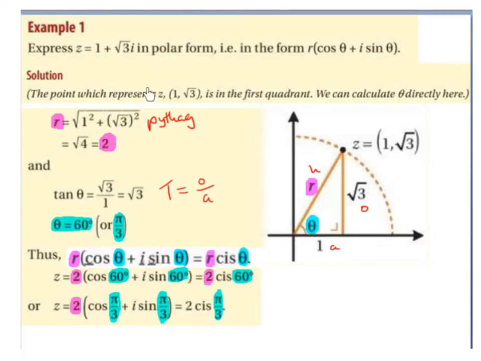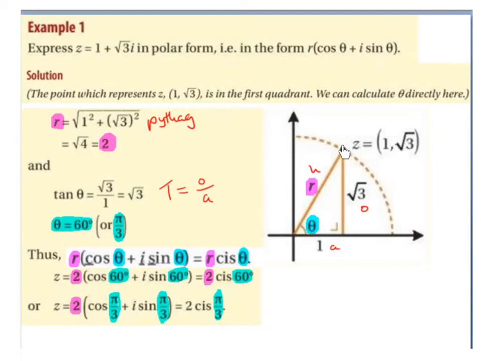The point which represents z, (1, root 3), is in the first quadrant. So if we imagine we have our four quadrants, with our real axis and our imaginary axis, this is the first quadrant. We know that because 1 is the real part, which would be about here, and root 3 is the imaginary part, which would be about here. Both of those numbers are positive, so we know that we're in the first quadrant. So we plot a point thereabouts where we think it might be.